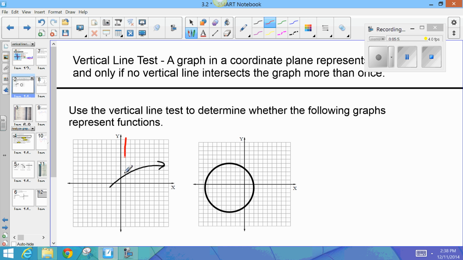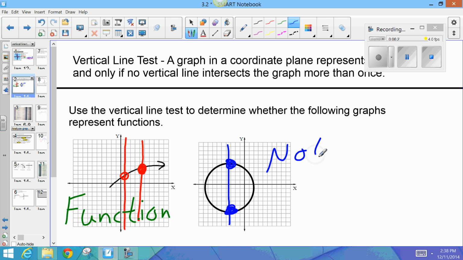If I were to draw a vertical line here, it only intersects once. If I were to draw a vertical line here, it only intersects once. So no matter where I draw a vertical line in the first graph, the line only intersects once. So this is a function. Now, in my second graph, if I draw a vertical line, it intersects twice with the graph. And so that means this is not a function.